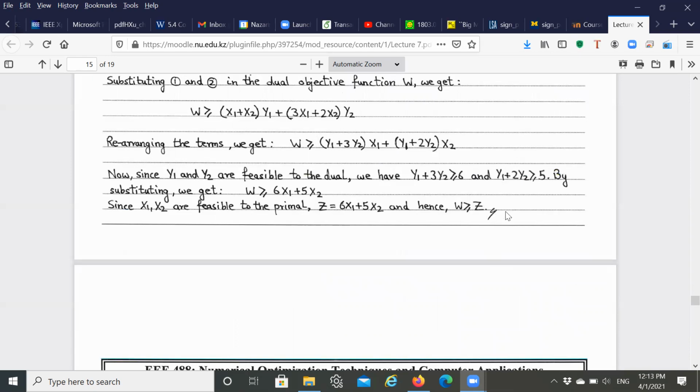And therefore, I proved the weak duality theorem as we discussed. So I proved that every feasible solution to the dual will always be an upper bound on the objective function value of the primal. Okay? Is it clear, everyone? Any questions?